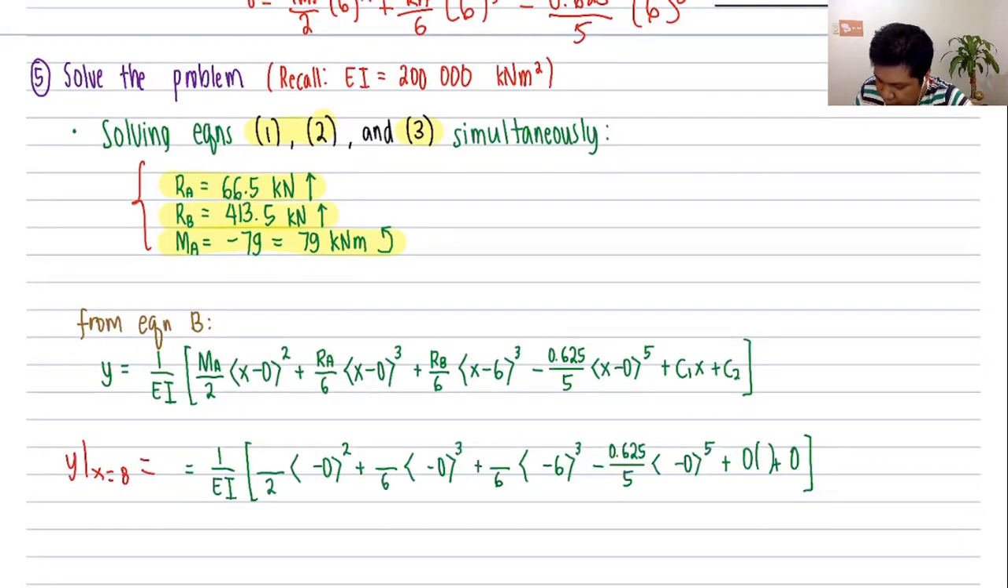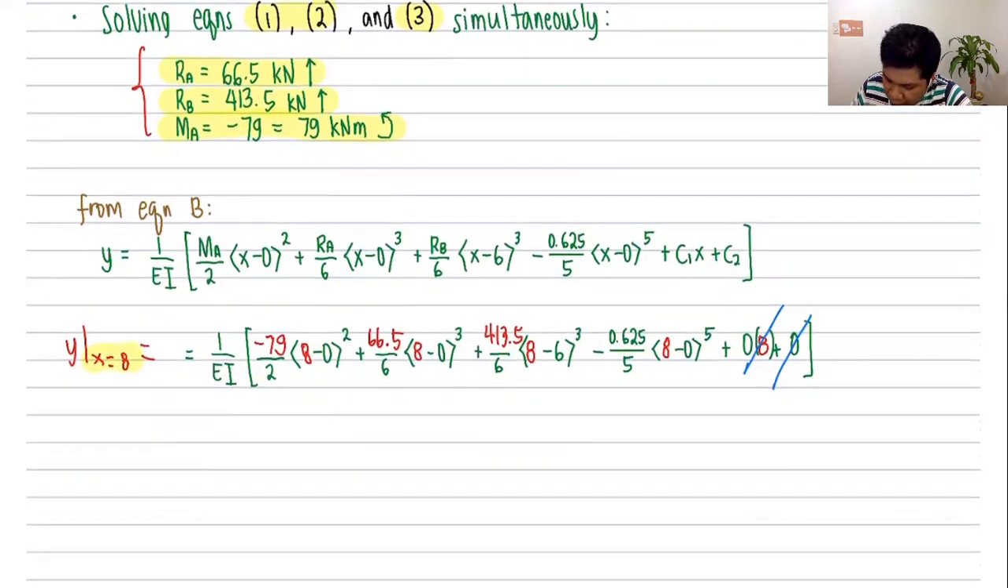Take note that M sub A is negative 79, since I got an answer opposite of my assumption. R sub A is 66.5, and similarly, R sub B is 413.5 from our calculations over here. And my variable X, I'll just substitute the value of 8 to X. This is 8, this is also 8 over here, this is 8, and this is also 8. Notice that I can already cancel this one. 8 minus 0, so everything is now positive. So I can evaluate, kindly compute, and show that this is negative 398 over EI.